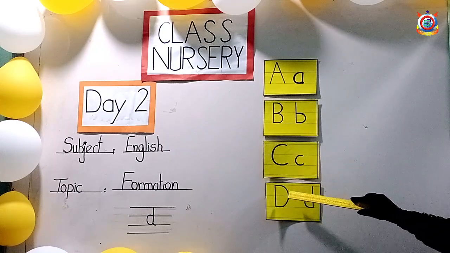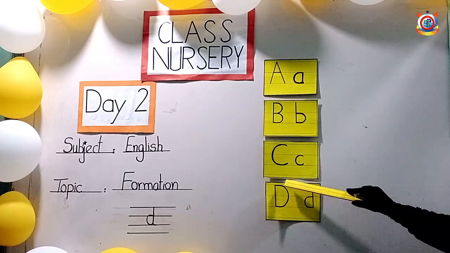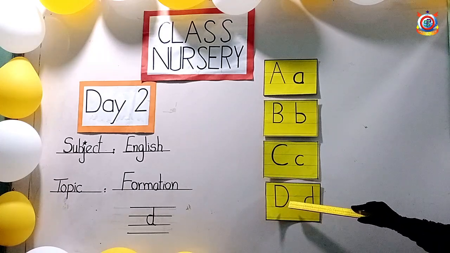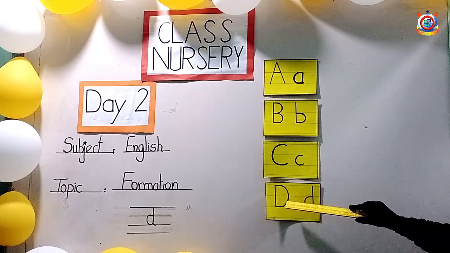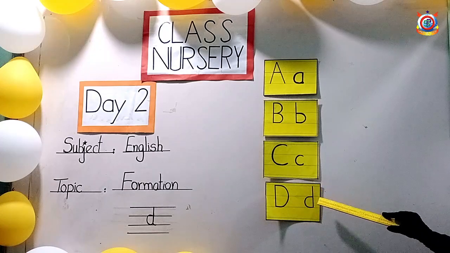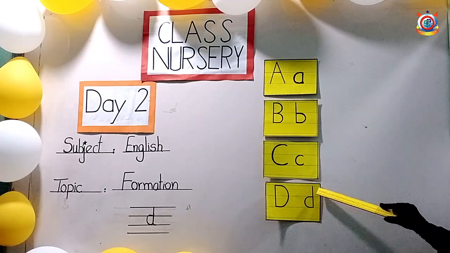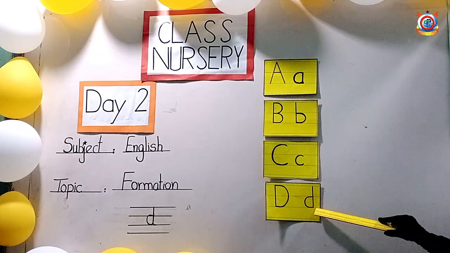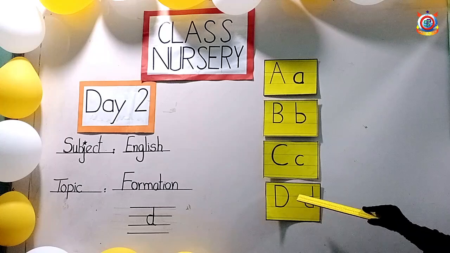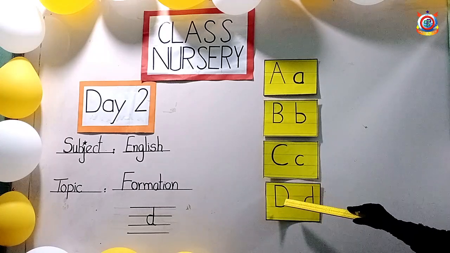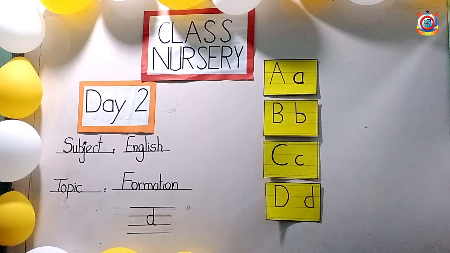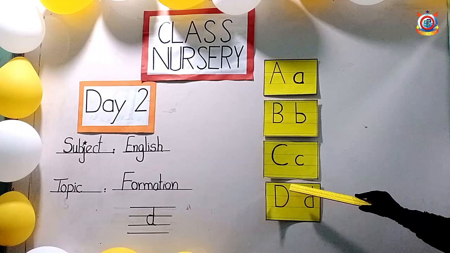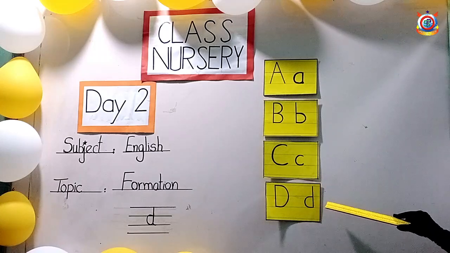Okay, students. What is this? Yes, this is D. What is this? D. It's named D. And the sound D. What is the sound of D? D. Name D and the sound D. Okay, students, we have learned name D and the sound D in our previous lecture.